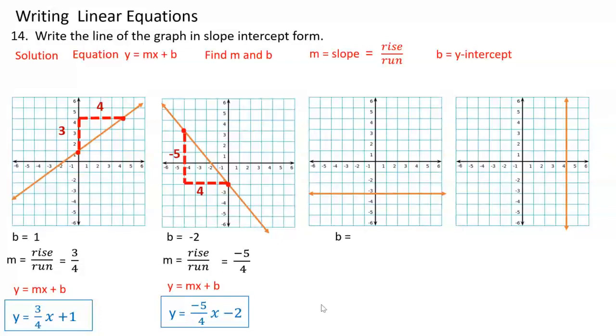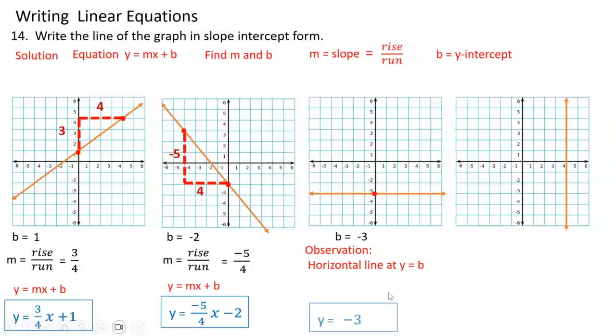Remember that I mentioned, guys, that the b here is going to be -3. Remember, if it's a horizontal line, it's going to be y equals a number. Okay, so my b is -3. So the observation was horizontal line will be at y equals b. So the answer will be y equals -3 because the slope is 0.